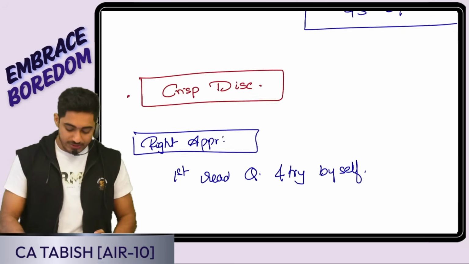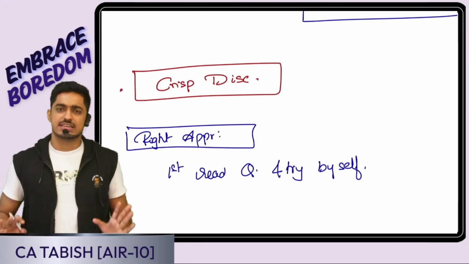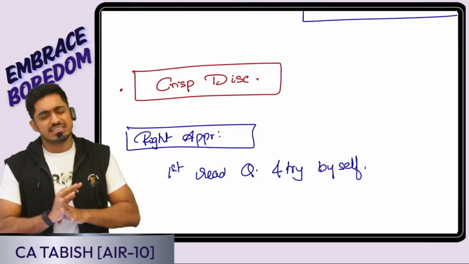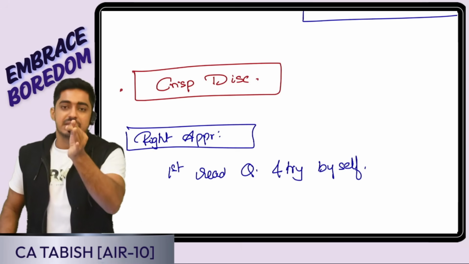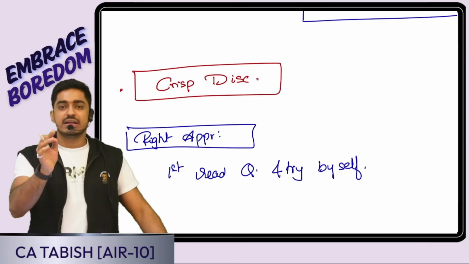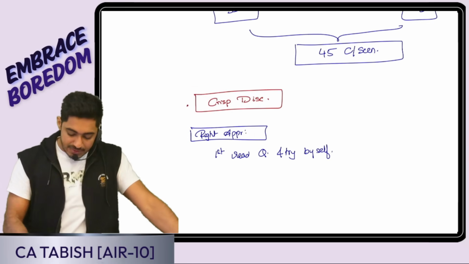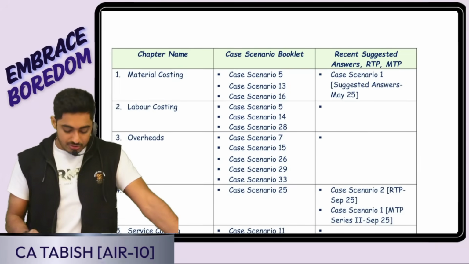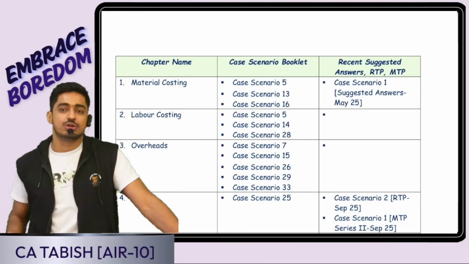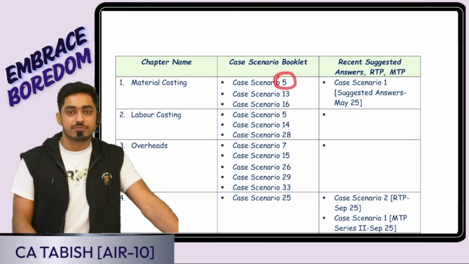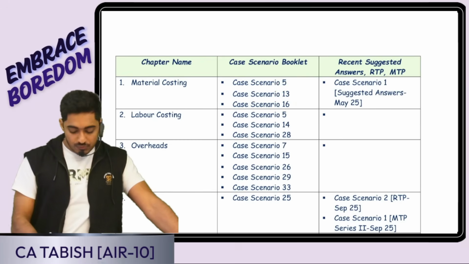One very important thing: this is going to be a crisp and concise discussion of case scenarios. I'm not going to sit and solve each and every question again from start till the end. Chapter-wise, I've prepared a list of case scenarios. Material costing: in the case scenario booklet, which questions are from material costing? Case scenario number 5, number 13, and number 16. Three questions are there, we'll solve these.